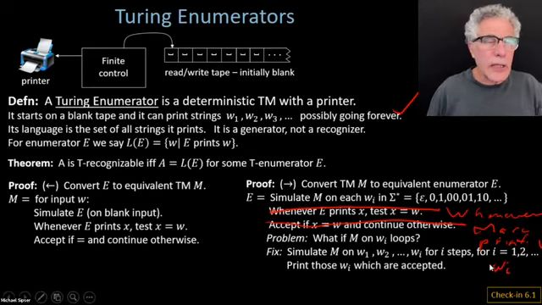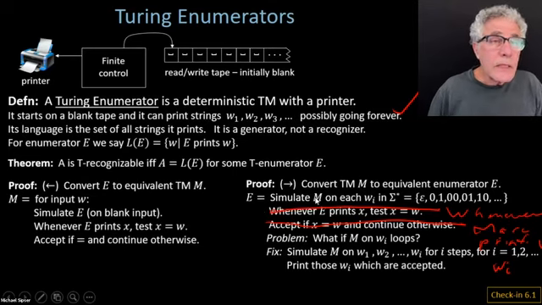Okay, so I'm going to just say it in words. You're going to simulate M on each WI. Whenever you notice M accepting WI, you just print out WI, because you want to print out all of the strings that M accepts. Now, there is a problem here. So hopefully you're not confused by this typo.